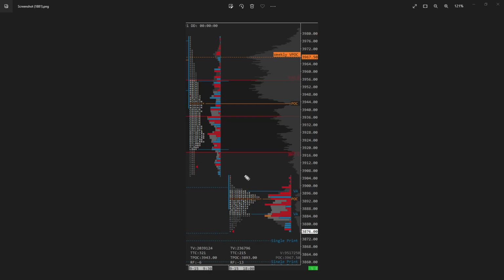We were outside of the balance zone. So what does that mean? It's one of two things. Either we're going to continue down, clean up market structure below, find a new balance area, or we're going to come back at open, test the bottom of the balance area, and that will kind of dictate what's going to happen in the session.